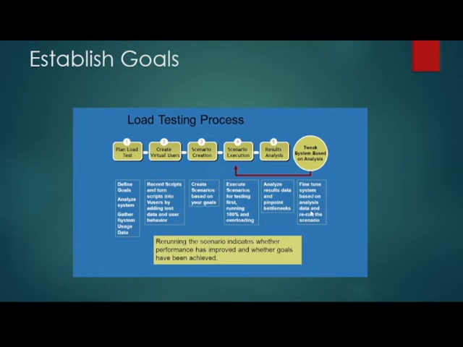Fifth, result analysis. Analyze result data and pinpoint bottlenecks. After that, you can tweak the system based on your analysis. Fine-tune the system based on analysis data and rerun the scenario. Rerunning the scenario indicates whether performance has improved and whether goals have been achieved.